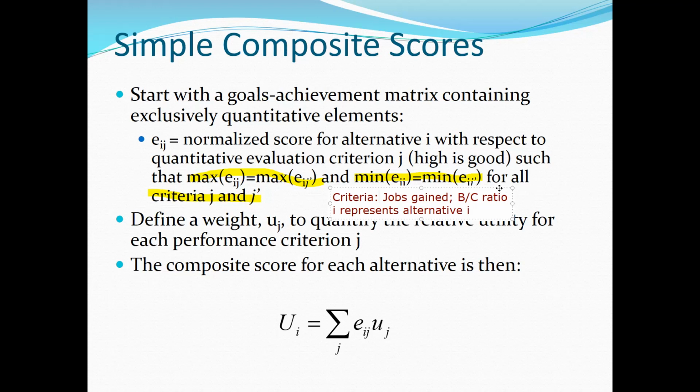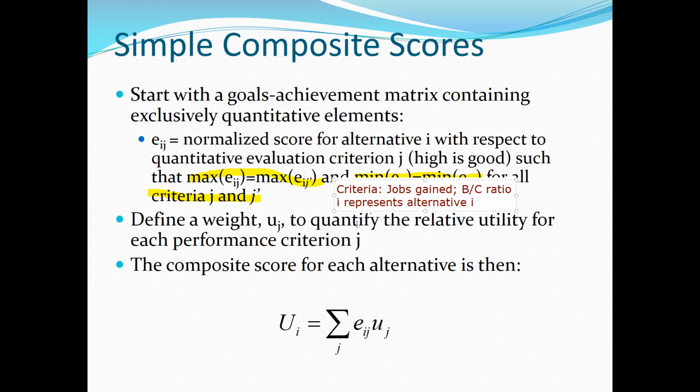And then define a weight uj to quantify the relative utility of each performance criteria. So this is where decision makers' values come into play. Like, do you want to make a decision based on benefit cost ratio, or based on jobs gained, or do you want to make it 50-50, or like 90-10, 70-30, whatever is your relative weight that you want to assign, you can assign to each of those.